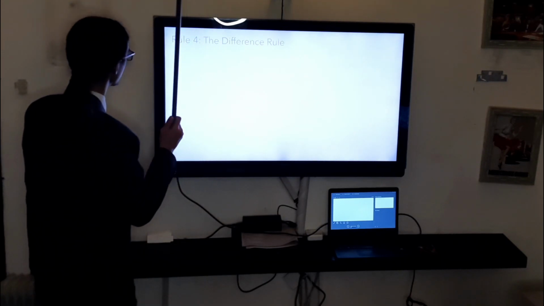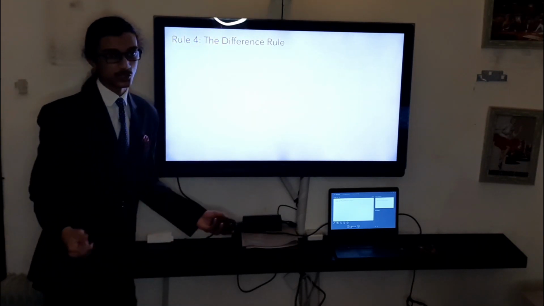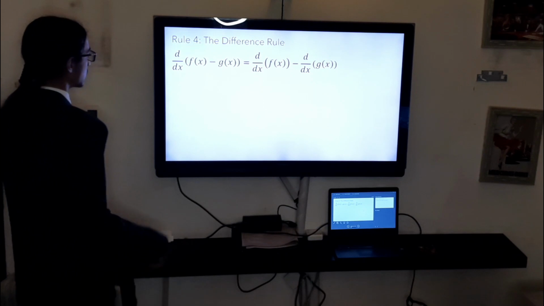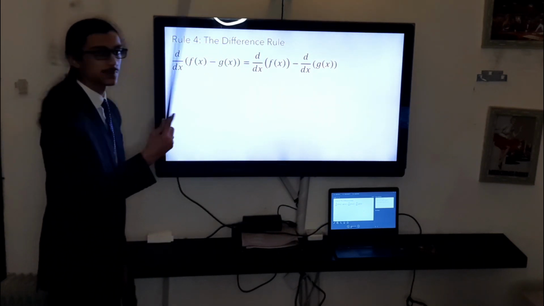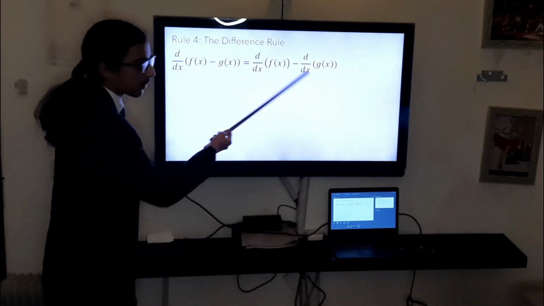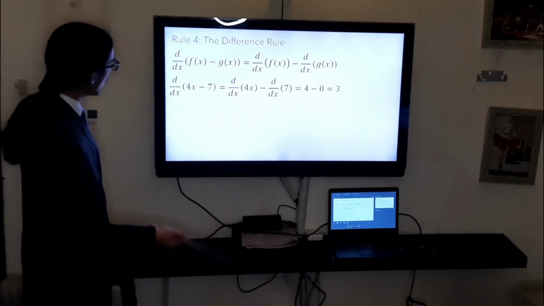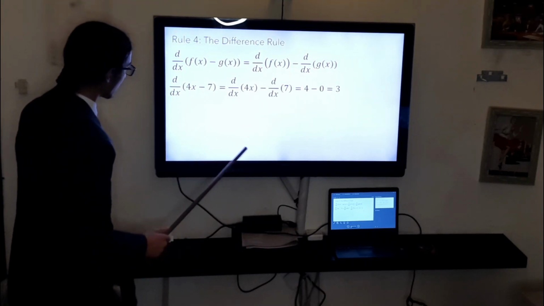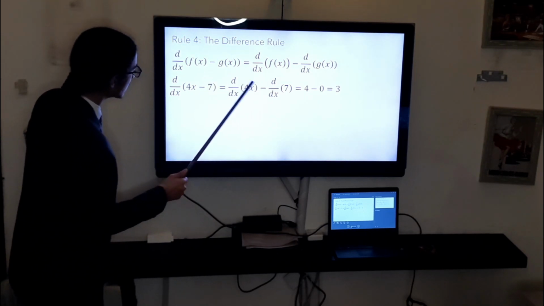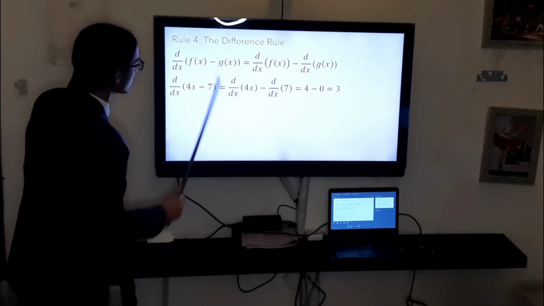Okay, great. Next rule, the difference rule, or the subtraction rule as it is sometimes called. It's literally the same thing as the sum rule, just for subtraction, right? Yeah, I don't think anything needs much explanation. So let's just jump straight into the examples. What is the derivative of 4x minus 7? Once again, this is the derivative of 4x minus the derivative of 7.